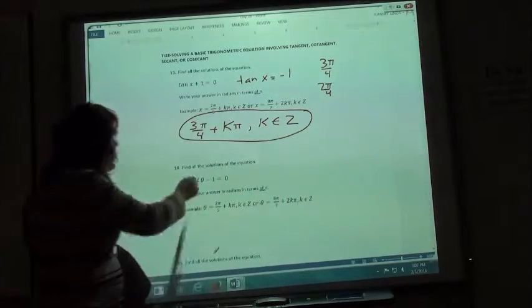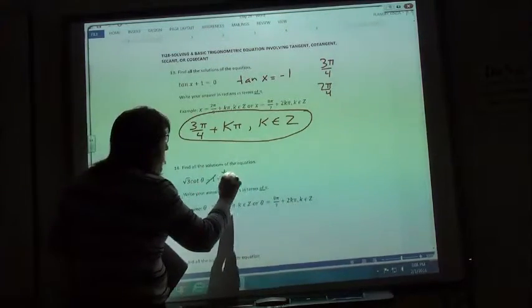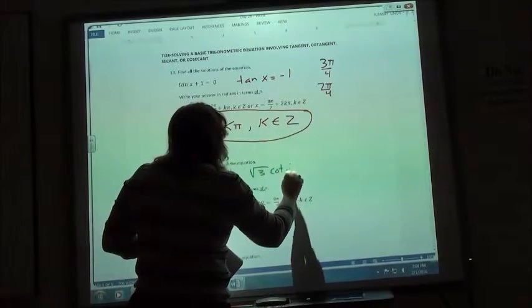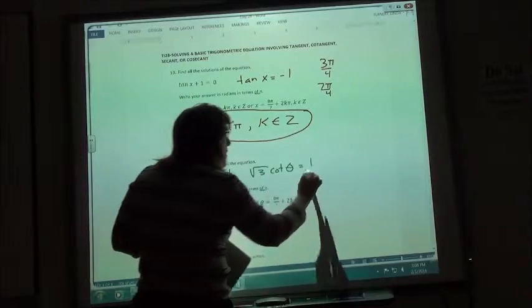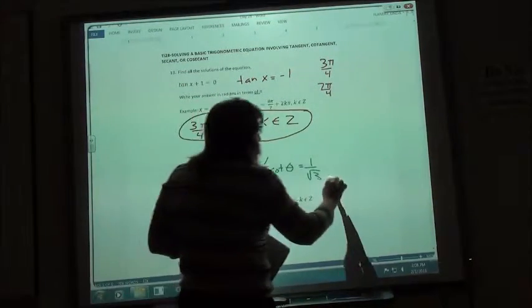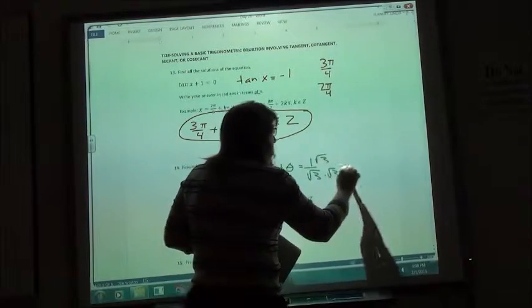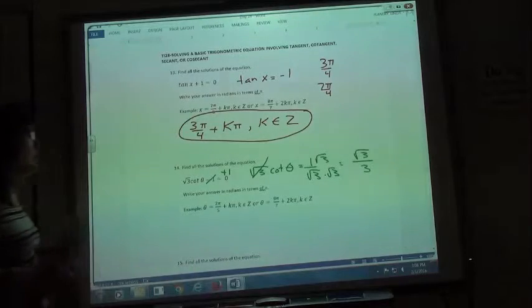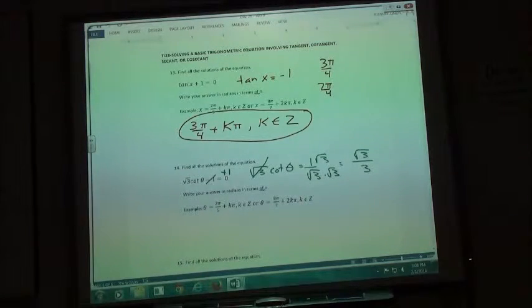On the next one, if we solve that one, first of all, we're going to add our 1. And so we're going to have the square root of 3 cotangent of theta equals 1. We're going to divide that by the square root of 3. We have to rationalize our denominator. And so we get square root of 3 over 3. So we're looking for where the cotangent of theta is equal to square root of 3 over 3.